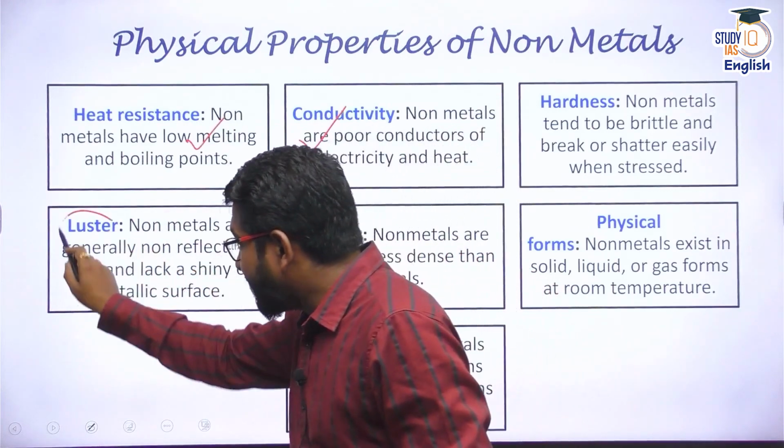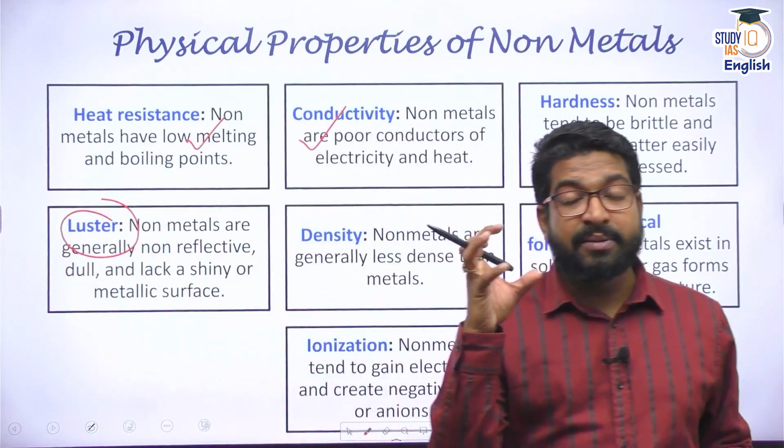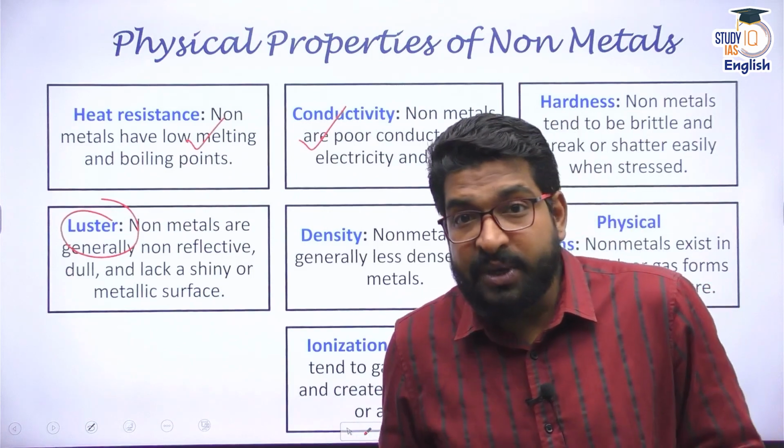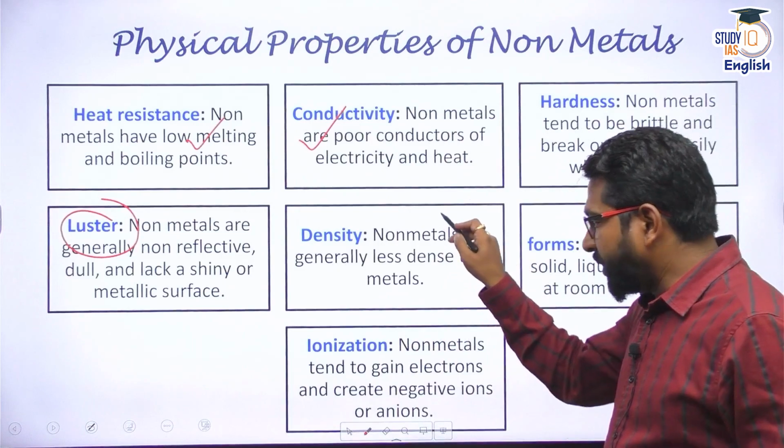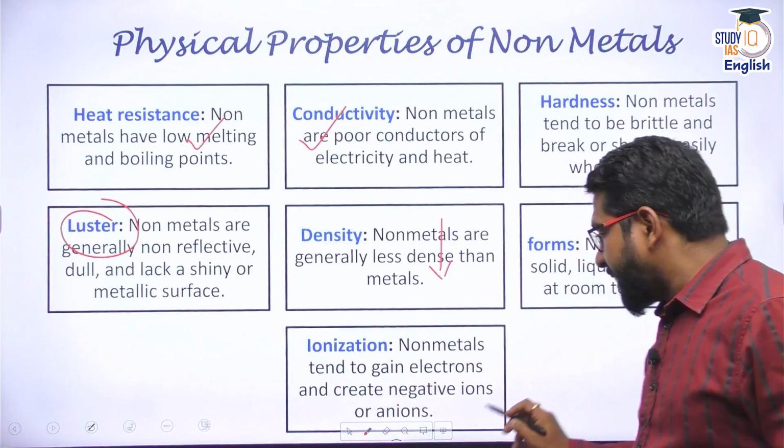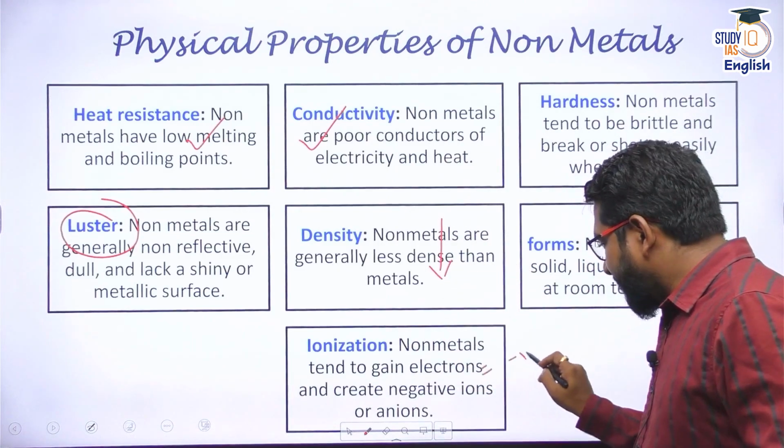They would not be lustrous. They lack that metallic shiny appearance. And of course, they would not be sonorous as well. Apart from that, as I told you, density would be lower. And when they ionize, they form negative ions.